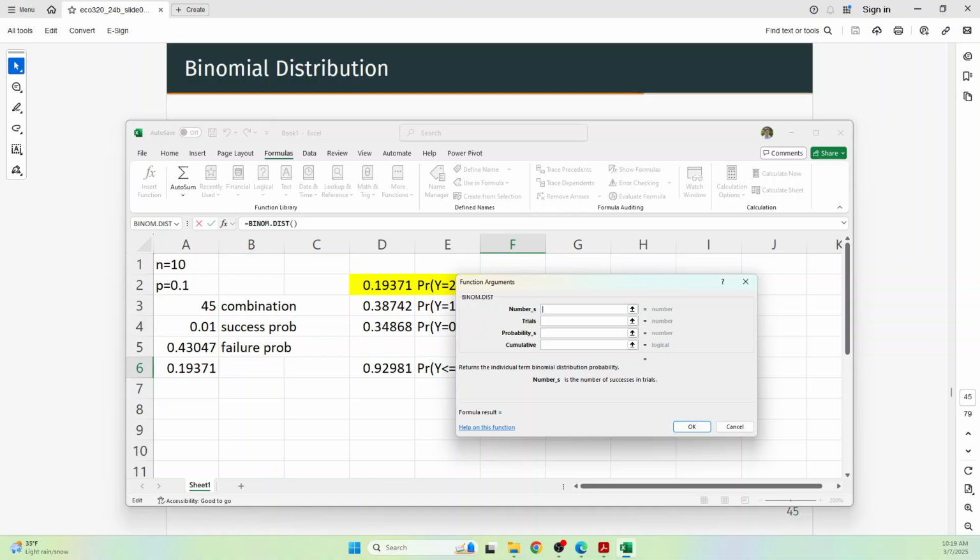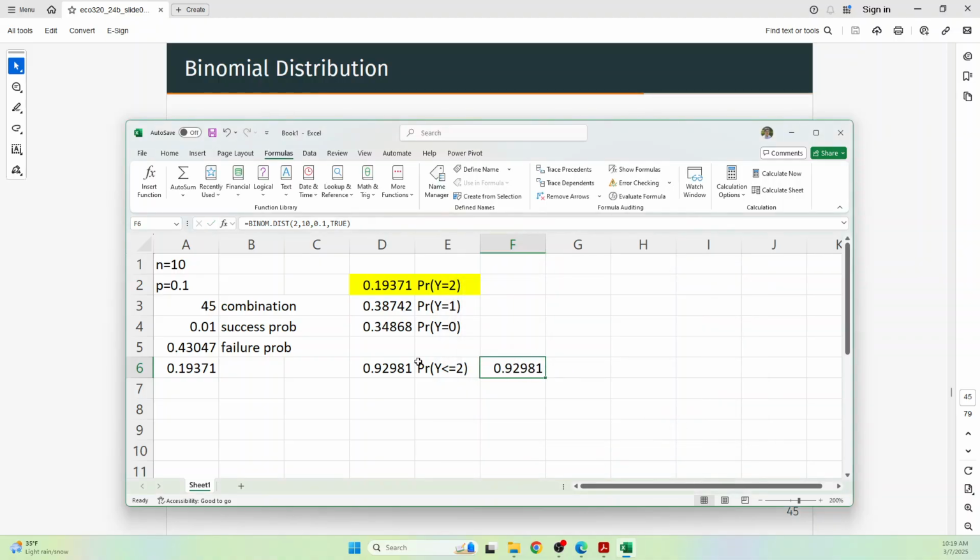I'm coming here again. So let's think about 2 cancellations out of 10 reservations. The probability is 0.1. And if you enter true in the fourth entry, the cumulative option, then you will get this number, right? So by entering true, you are calculating the probability from the smallest value up to this point, up to 2. That's how you utilize the cumulative probability, okay?